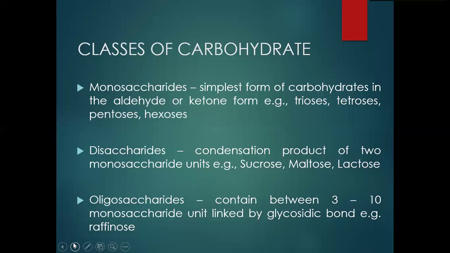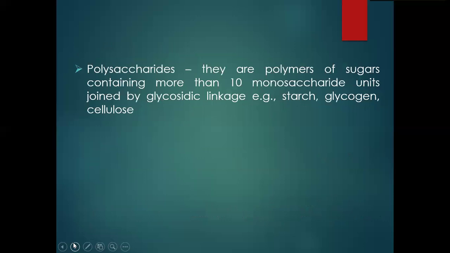Oligosaccharides are a class of carbohydrates that contain between 3 to 10 monosaccharide units. These monosaccharide units are linked by what is called a glycosidic bond. An example of an oligosaccharide is raffinose. Polysaccharides are a class of carbohydrates and they are polymers of sugars. They contain more than 10 monosaccharide units joined together by glycosidic linkage.